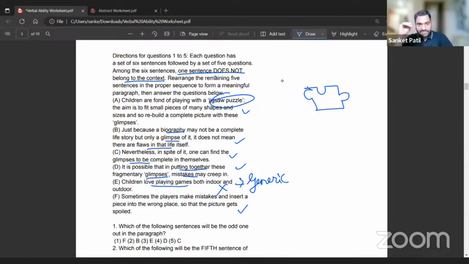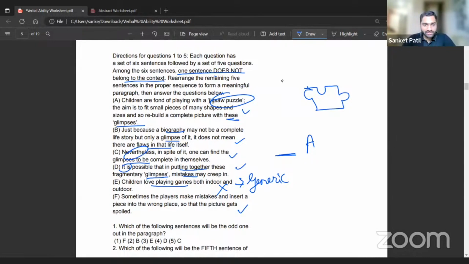Okay, now the task is done. Now we just have to figure out how to place it there. Okay, so with these glimpses, A refers to these glimpses. So obviously A is not an opening statement. There is some opening statement and then A will come. Just because of only a glimpse of it, but does not mean there are flaws. In other words, it starts with it, so it will not come. Nevertheless would never start a paragraph. So even that is out.